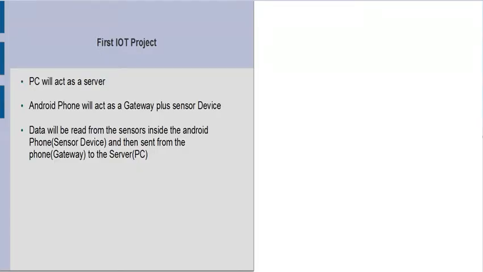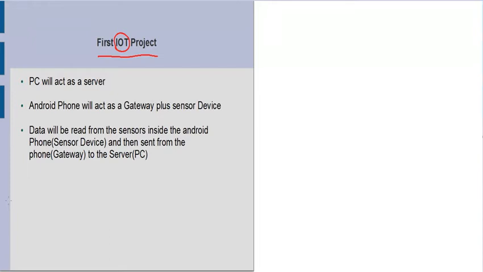So I think now we are ready to implement our first IoT, Internet of Things, project. So what should this be? I've thought a lot about it, and I thought of different things that we can have.